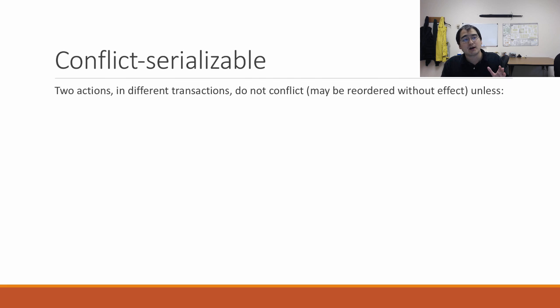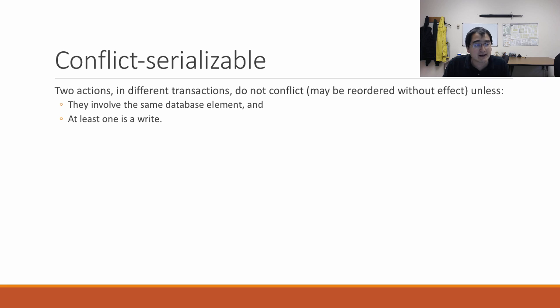Okay, so let's talk about why we care about these conflicts. Generally, two actions in different transactions don't conflict, which means you can reorder them however you want without any effect, unless they involve the same database element and at least one of them is a write. If you go through the previous rules and figure out when there are conflicts, here is another way of saying those same rules. They have to be different transactions. They both involve the same database element. At least one of them is a write.